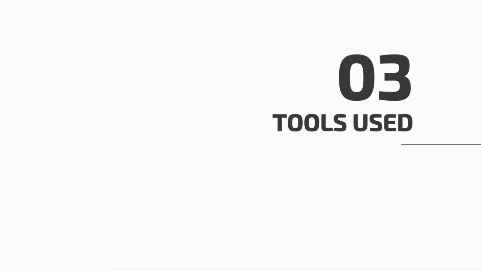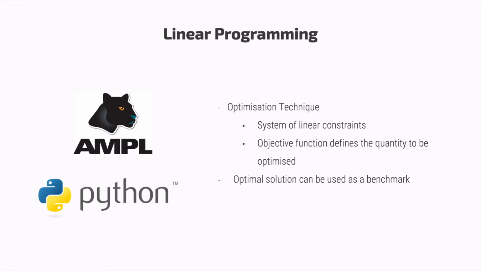Now, we will go through the tools I have used. Linear programming is an optimization technique for a system of linear constraints. The objective function defines the quantity to be optimized. The goal of linear programming is to find the value of the variables that minimize or maximize the objective function.